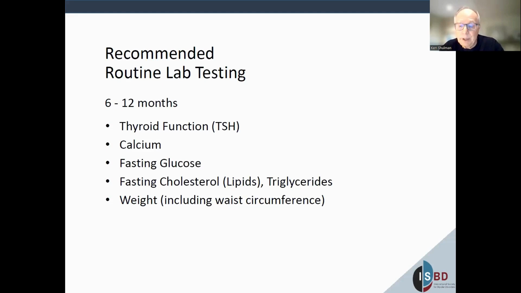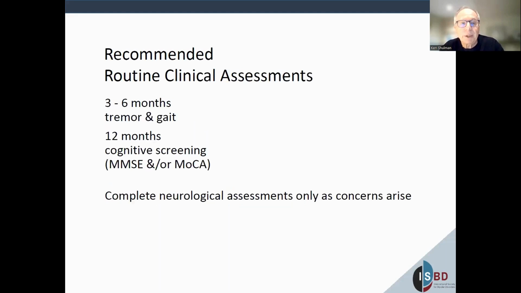And in the routine clinical assessments, we recommend, again, it depends on how frequently you can see a specialist, and on where you are in the country as to how frequent that can happen. But tremor, gait, and cognitive screening once a year, using either the MMSE or the MoCA, now being more common, more popular, and neurological assessments only as concerns arise. So those were the recommendations.